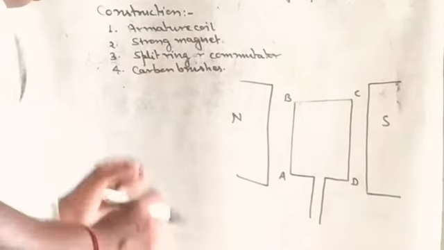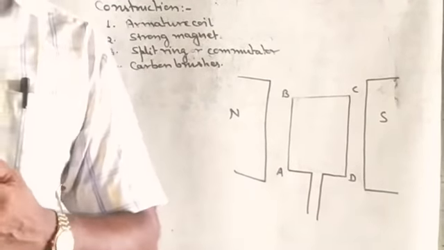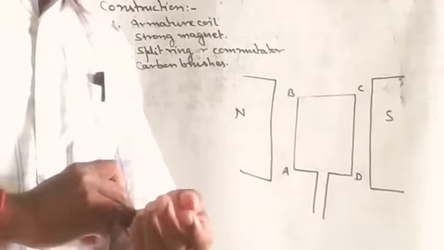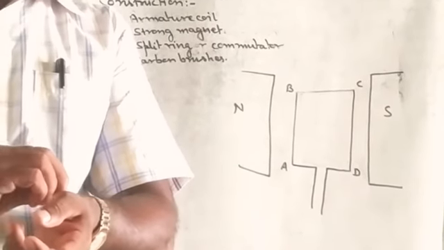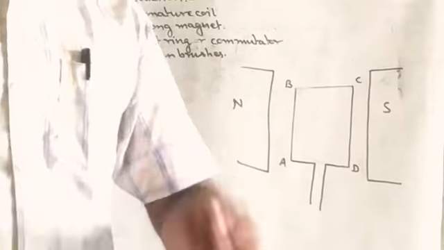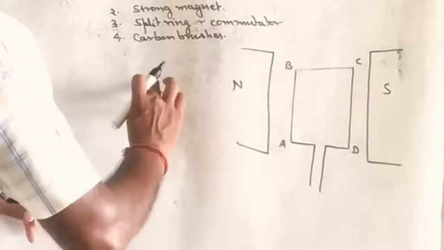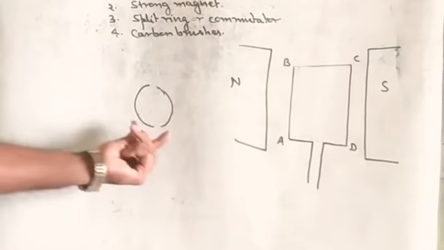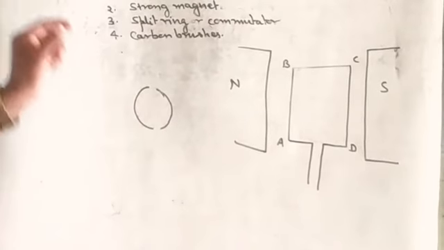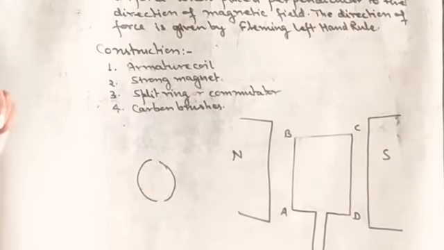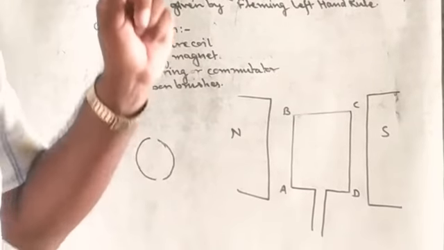After this, split ring. Split ring is part of a ring. Suppose any one ring, for example, you can understand. This is a metallic ring, and you can break it into parts. Then this is what is called a split ring. It is known by another name also, commutator. This split ring is known as a commutator. The split ring is part of a metallic ring.